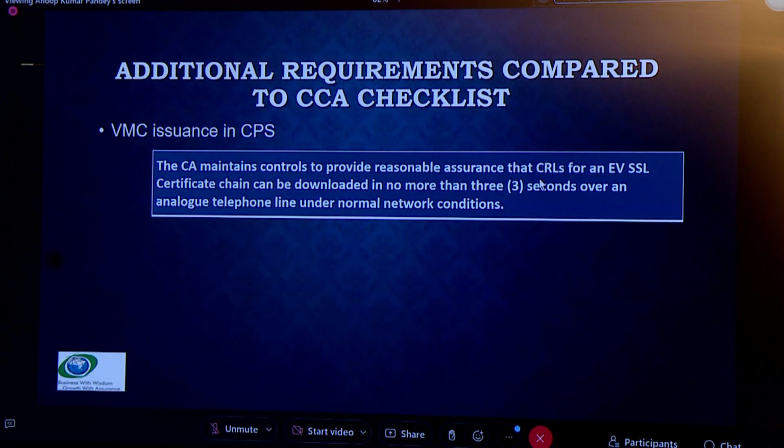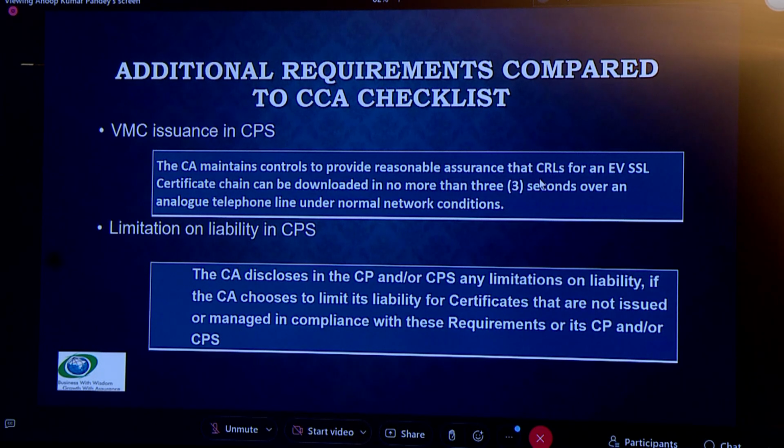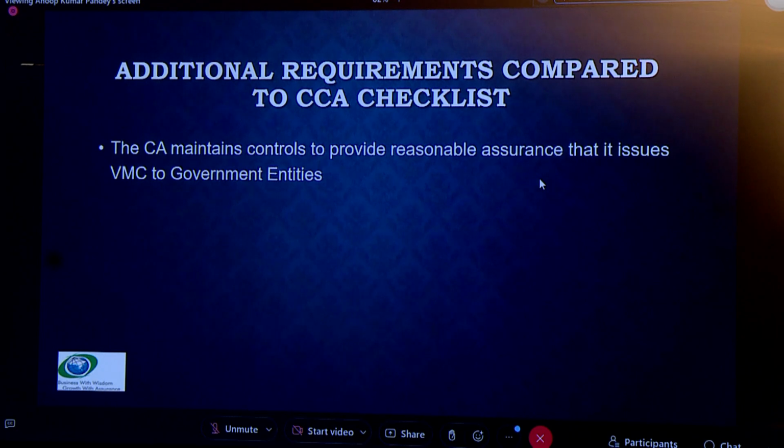Again, VMC related, 3 minutes. On limitation of liability, this particular clause has to come into our CPS. We have something, but this particular line has to come there. This is what they expect in the limitation of liabilities.